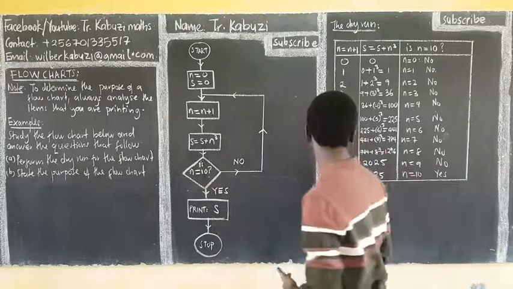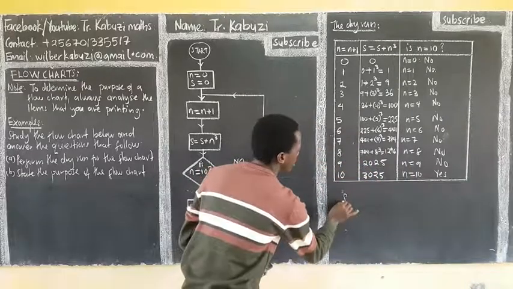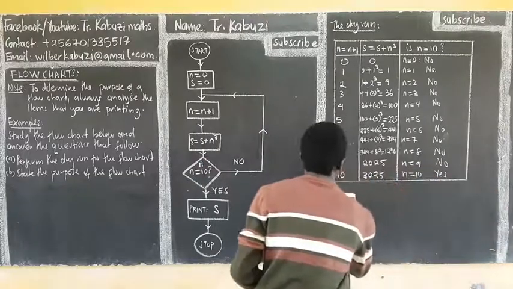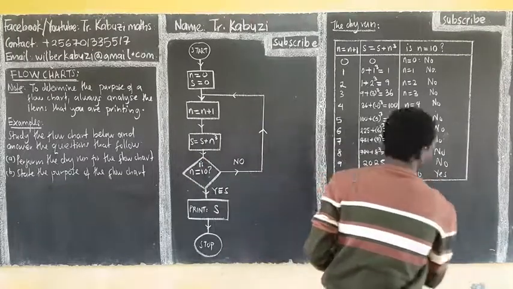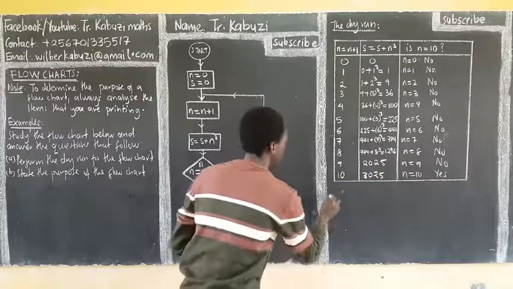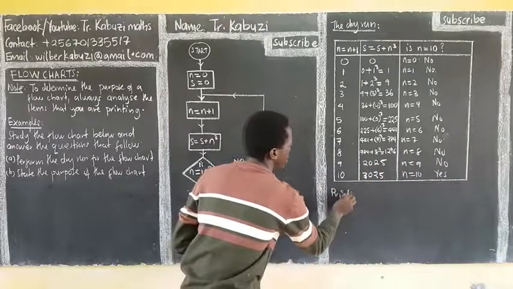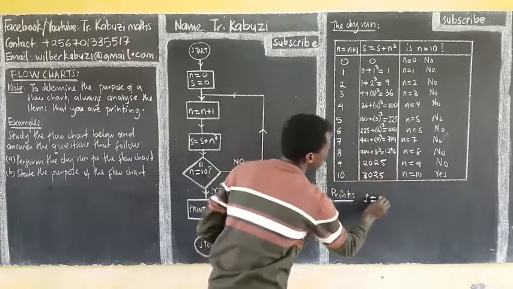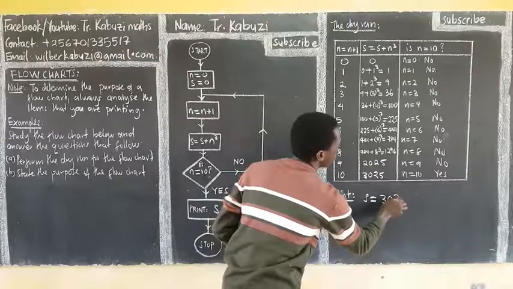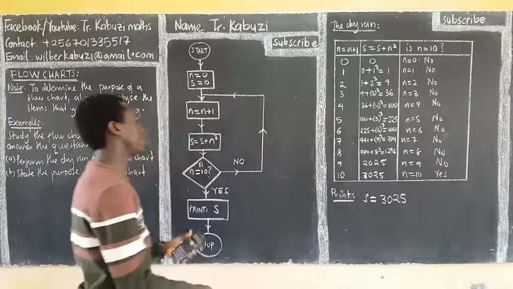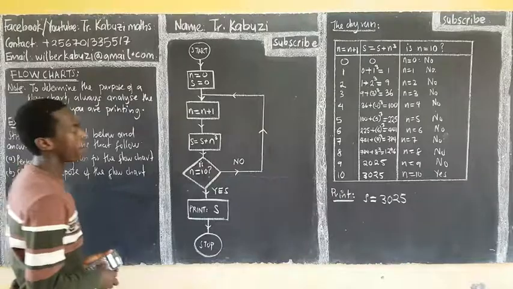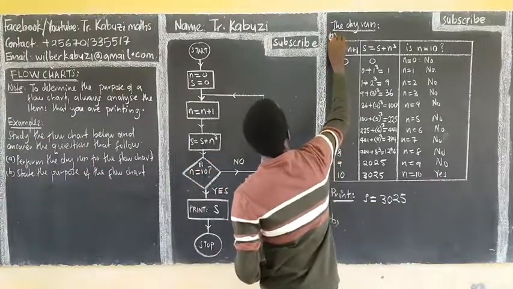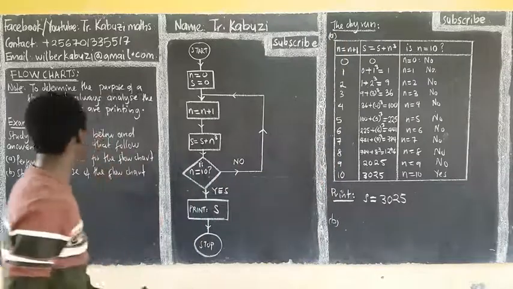What happens if it's a yes? You have another print step. Now it's at my S. What they are telling you to print is what you print. Don't put what they have not told you. So now here, I'm printing S. The last value of S is 3025. So that's what I'm printing. This was our part A. State the purpose of the flowchart.